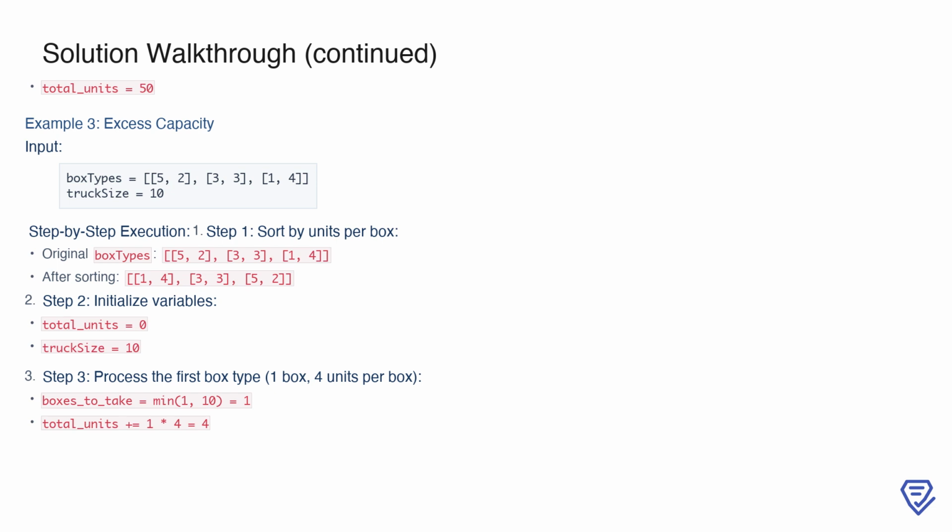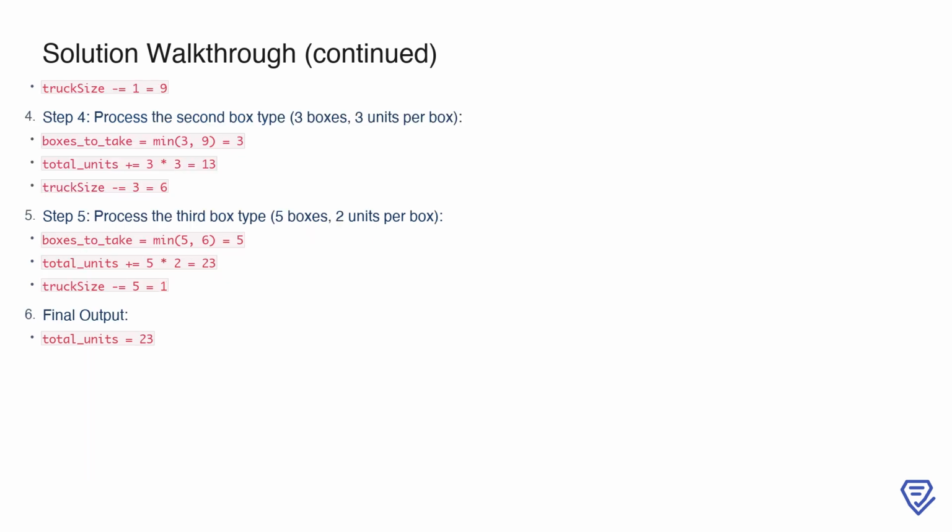The first box type has 1 box with 4 units per box. Since the truck can hold up to 10 boxes, we take all 1 box, adding 1 multiplied by 4, or 4, units to our total. This leaves the truck with a capacity of 9 boxes.